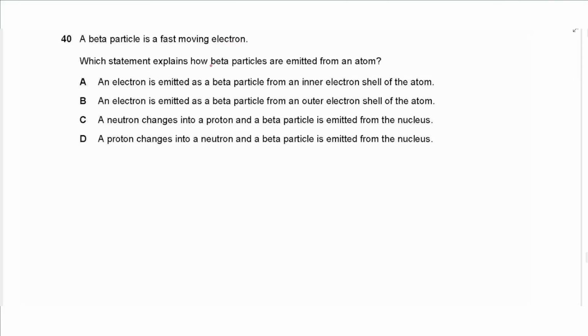Question 40 says a beta particle is a fast-moving electron. Which statement explains how beta particles are emitted from an atom? An electron is emitted as a beta particle from an inner electron shell. No, it's from the nucleus, not from the shells. So a neutron changes into a proton and a beta particle is emitted, or a proton changes into a neutron and a beta particle is emitted. It's the change from a neutron to a proton, so we choose C.